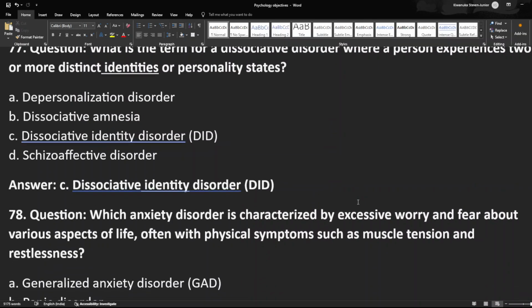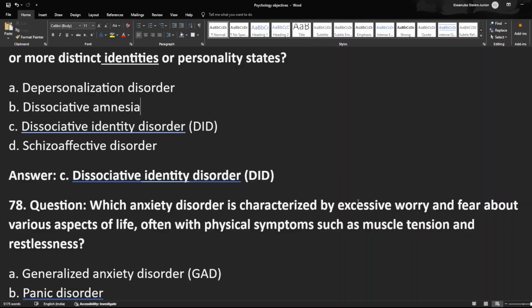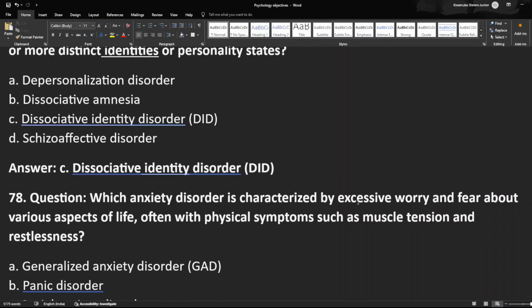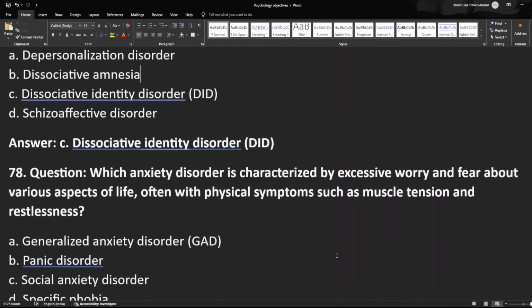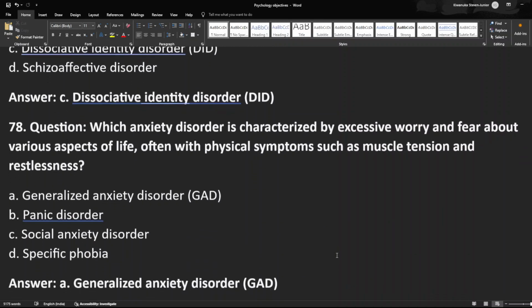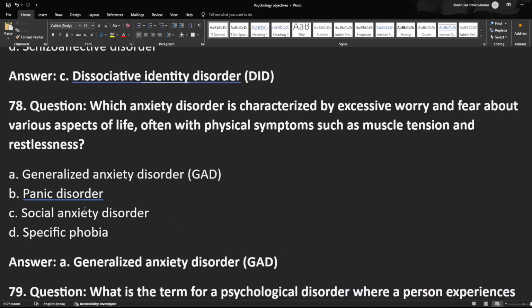But yeah, we move. Which anxiety disorder is characterized by excessive worry and fear about various aspects of life, often with physical symptoms such as muscle tension and restlessness? We see that that is generalized anxiety disorder. Whenever they talk about physical symptoms such as muscle tension and restlessness, excessive worry.